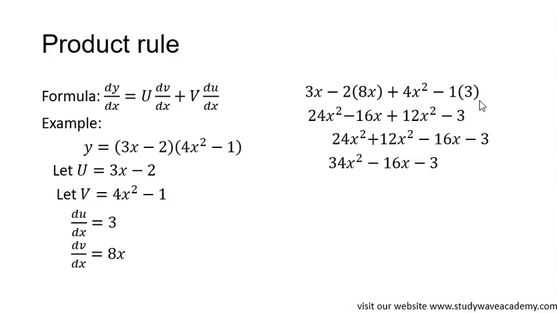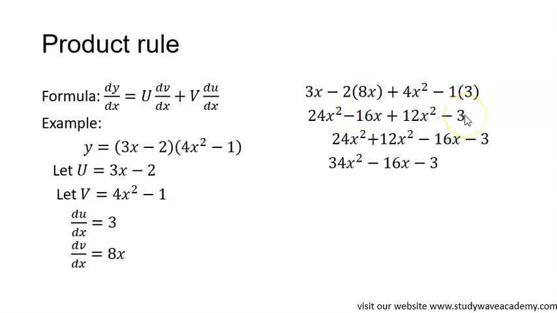You multiply, to open the bracket. 3x times 8x is going to give you 24x squared. Minus 2 times 8x is going to give you minus 16x. So plus 4x squared times 3 is going to give you 12x squared. Minus 1 times 3 is going to give you minus 3. So we are done opening the bracket.